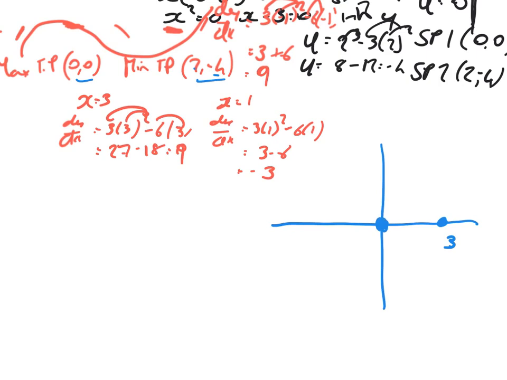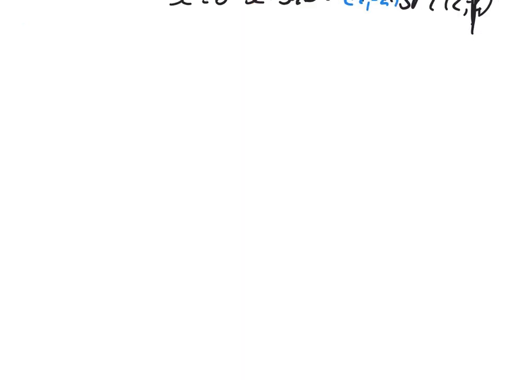0, 0 is also a turning point, which is a max, so I can put a max shape through that. And I know that I've got a minimum turning point at 2, minus 4, so that might be along to here and into about there. And I'll put that in. That is a min. And then it's just being careful and sketching the thing out, and it will look something like that. Okay, let's try another example.